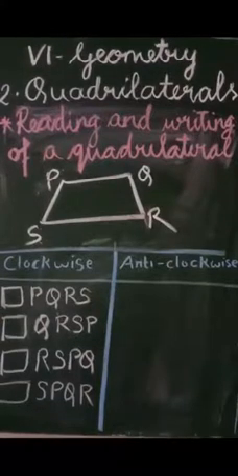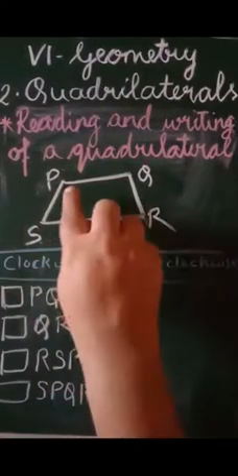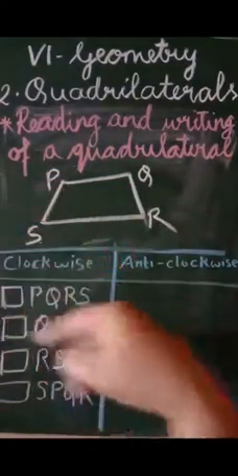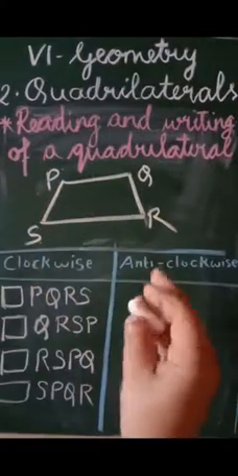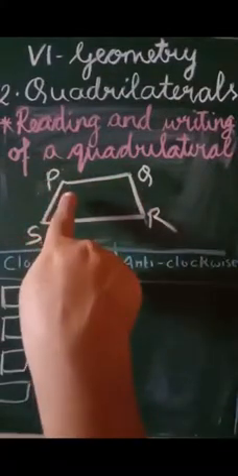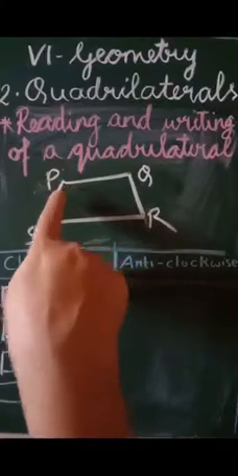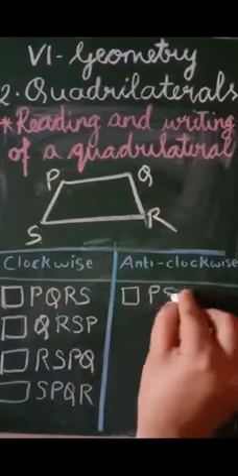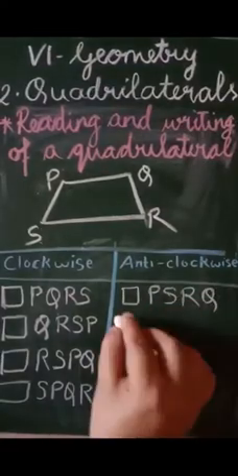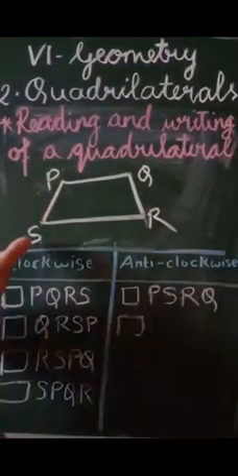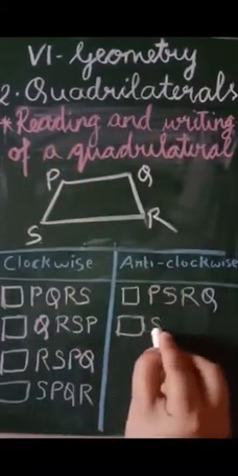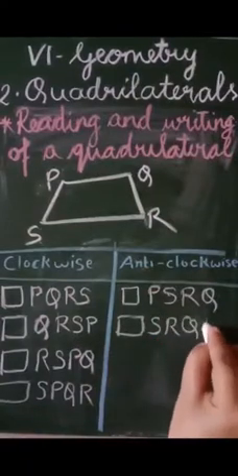Understood? Now we will go anti-clockwise. For that again we will select a vertex. Suppose I am selecting P. Anti-clockwise means opposite to clockwise, this way. We will start from vertex P, then P, S, R, Q. So we will write PSRQ. P we finish. Now S we will start: S, R, Q, P.